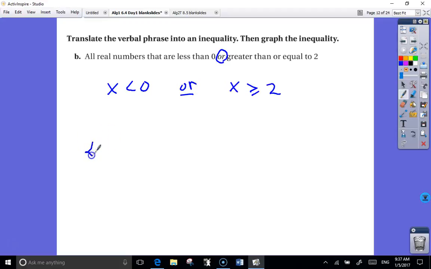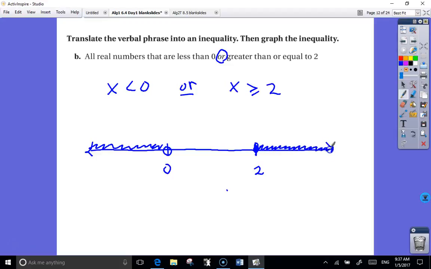Okay, they said graph it on a number line. Okay, x is less than 0 should be open circle on 0, shade to the left. Should be closed circle on 2, shade to the right. Okay, when I put them together with an or statement, what's it going to look like? The same thing, right? Everything gets included with an or. Everything.